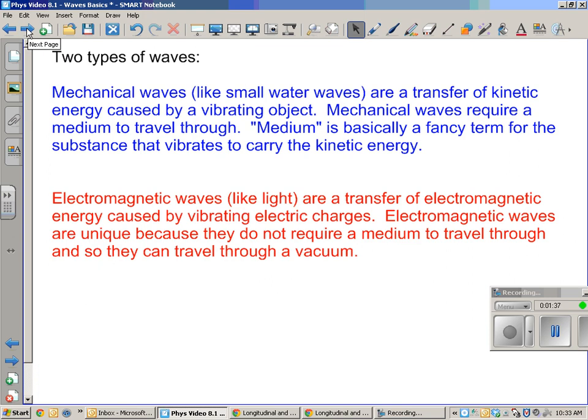So we're going to talk about two different types of waves. What we're going to focus most of our energy on is this first type, what's called a mechanical wave. A mechanical wave is, when you think of a wave, probably what you're thinking of. If you picture water waves or a wave at a stadium or a wave on a slinky or a string, that's a mechanical wave. Because what they're doing is they're transferring kinetic energy. The particles are vibrating, causing a chain reaction, causing particles farther away to vibrate.